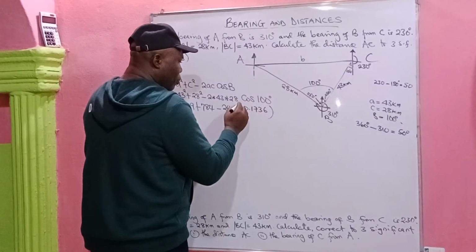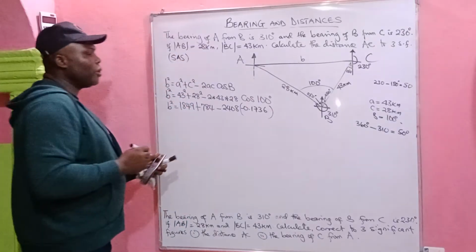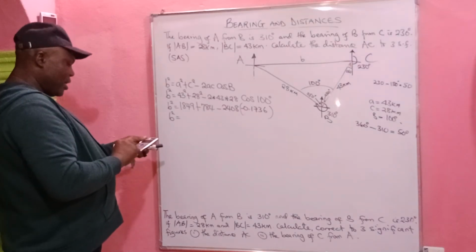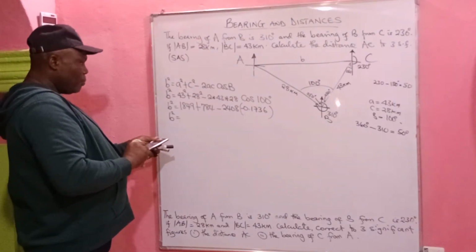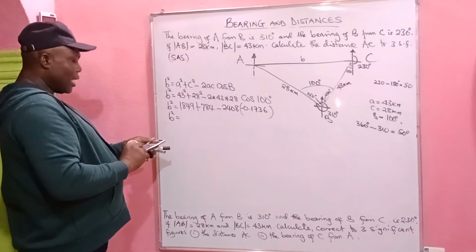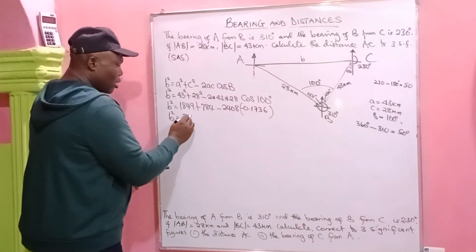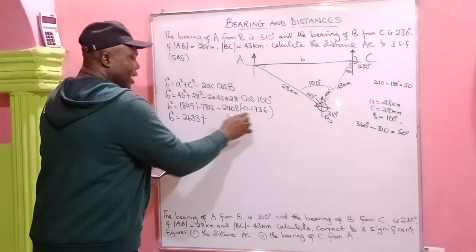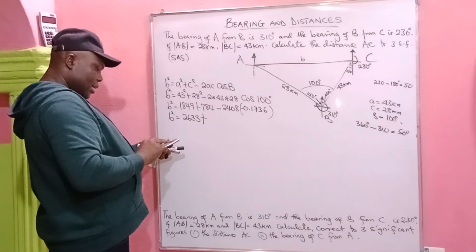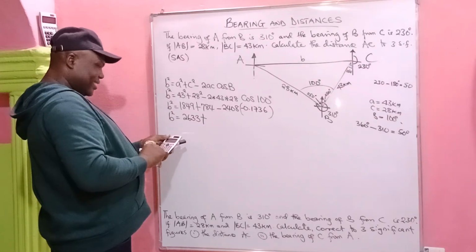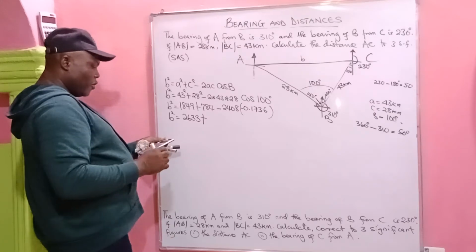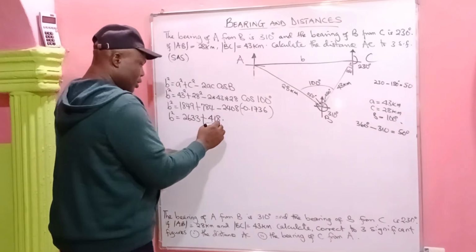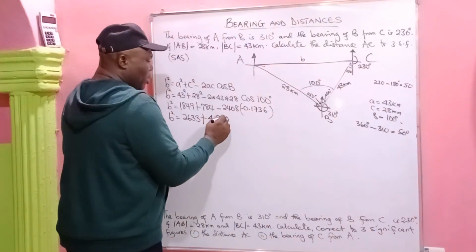Negative, a negative 0.1736. Alright, so we've been able to get that. So we can now say b squared will be equal to, we add this to this. So we have 1849 plus 784, and that will give us 2633. This minus will become plus. So 2408 times 0.1736 will give us 418.0, let's say approximately 418.03.